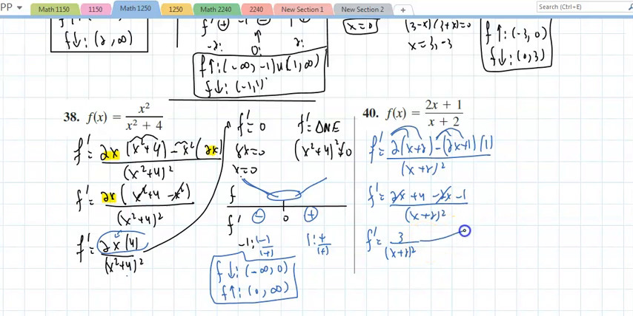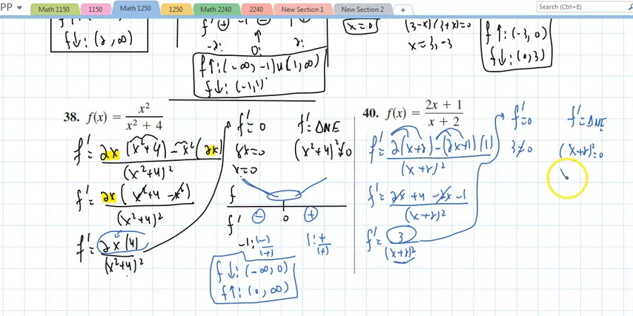I need to check, where does this derivative equal 0? Where does this derivative not exist? A fraction equals 0 if the top equals 0. We know that cannot happen. A fraction does not exist if the denominator equals 0. That's when x equals -2. So I only got one critical number, and that is x equals -2. That's the only point I need to test.